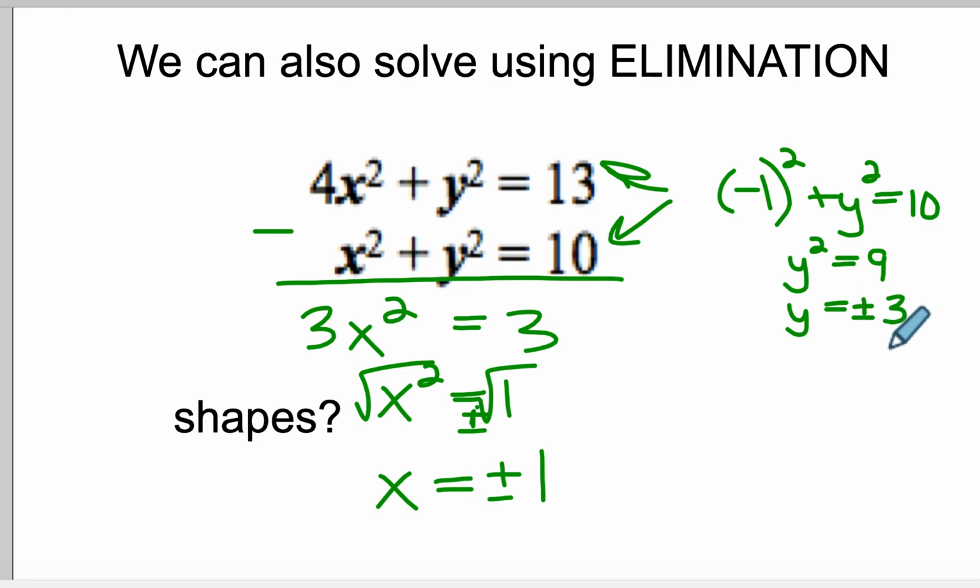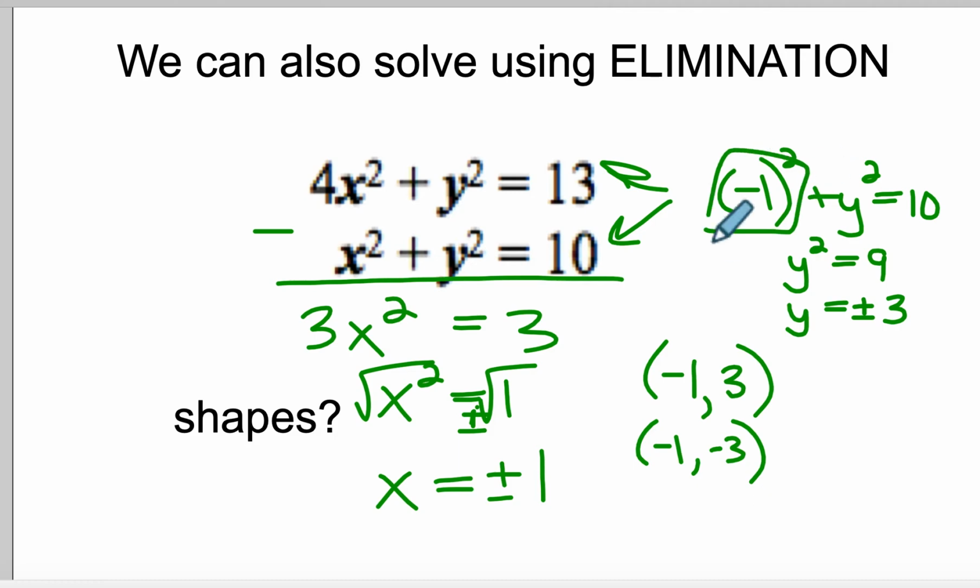So I want to write down those coordinates. I plugged in negative 1 for the x. So it's negative 1, and then I got positive 3. But I also plugged in negative 1 and got negative 3. So those are two coordinates right there. And I haven't even plugged in positive 1 yet. Remember, all I did was plug in negative 1.